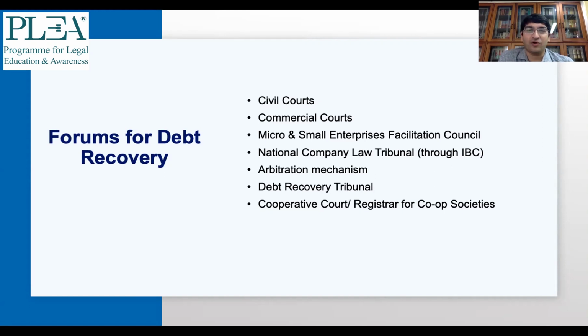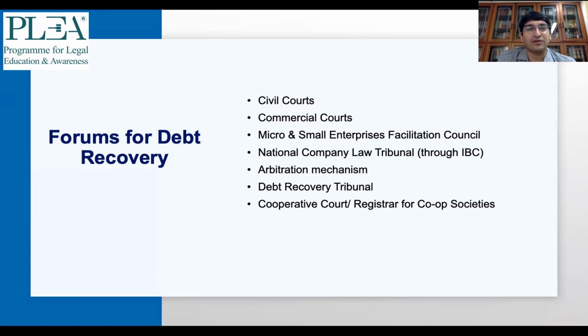Mostly CPC is followed. However, there are a few tweaks made to CPC to ensure the ease of doing business. So basically, the government wants to ensure that India goes up in the ease of doing business rankings, which are given out globally. From that perspective, these commercial courts have been brought in, and these are meant for different commercial matters, but they are also useful for debt recovery.